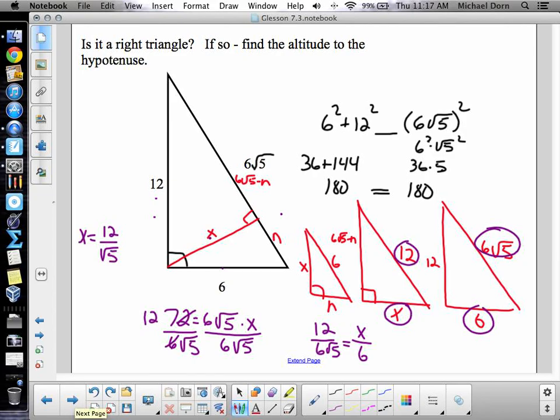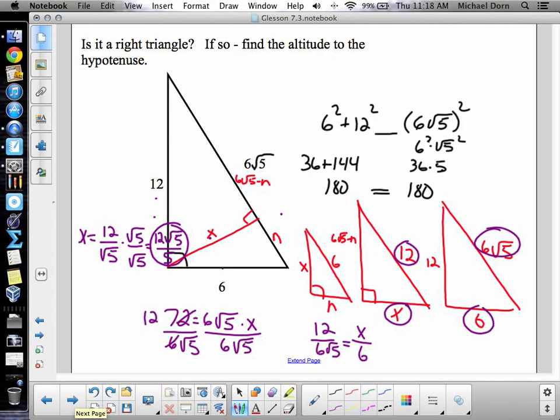But we can't leave things like 12 over the square root of 5. We have to rationalize that. So it's 12 root 5 over 5. And that's the length, 12 root 5 over 5. That's a more complicated problem.